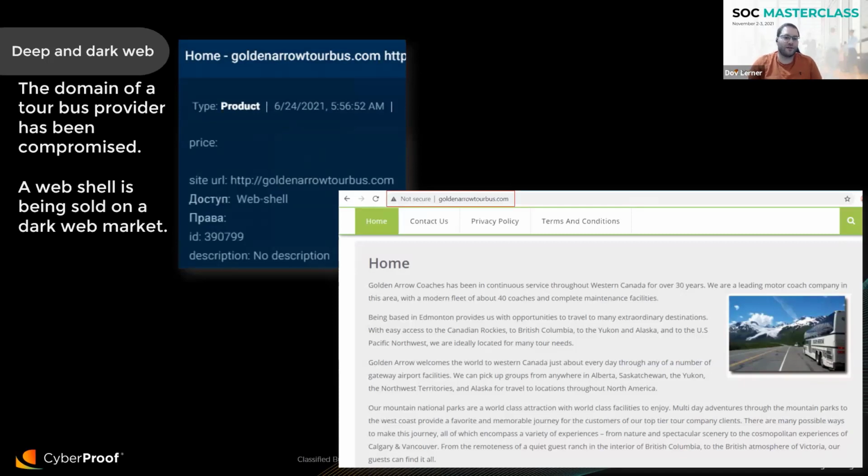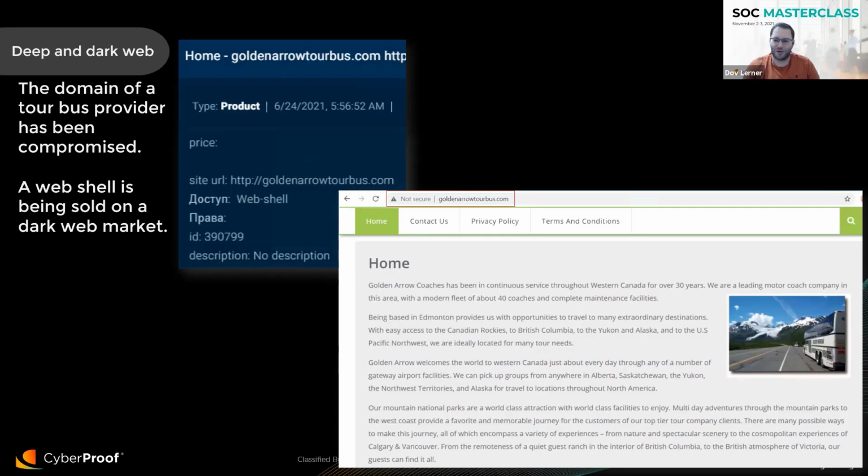This is an example of a domain, a compromised domain that was put up for sale. This is goldenarrowtourbus.com, which according to their website, is Golden Arrow Coaches. It's a Western Canadian tour bus company. It looks beautiful. This pastoral bus ride through the Canadian Rockies. Someday I would like to go, but that's not the point. The point is that shell access to this domain was being sold on an underground market for like $4. The tour bus company obviously focuses on the quality of their buses and not the quality of their security. They're not even using HTTPS, which is a big red flag. And so again, the domain is compromised.